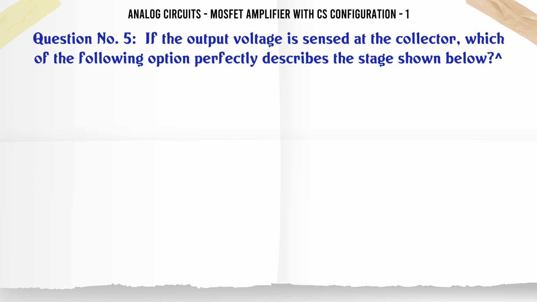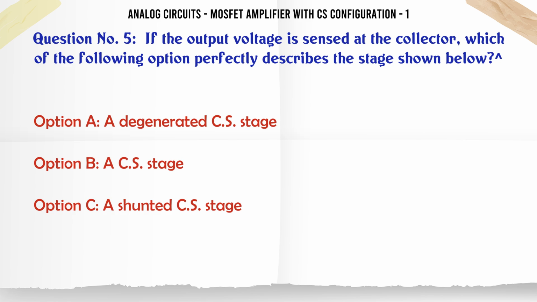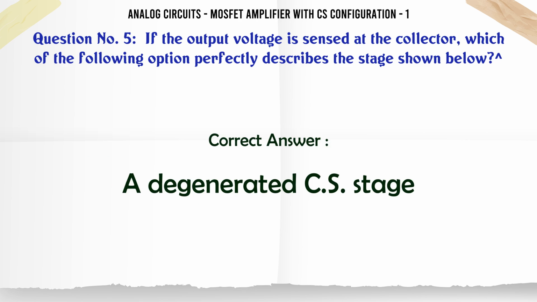If the output voltage is sensed at the collector, which of the following options perfectly describes the stage shown below? A degenerated CS stage, B a CS stage, C a shunted CS stage, D an open CS stage. The correct answer is a degenerated CS stage.